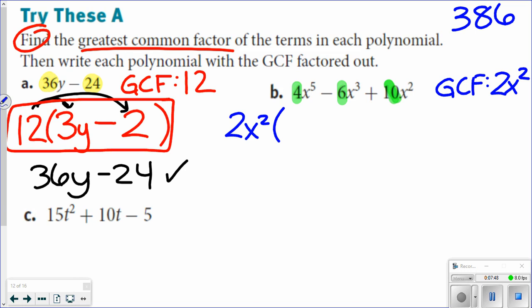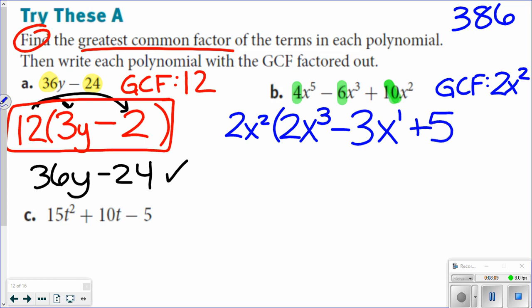4 divided by 2 is 2. Subtract 5 minus 2 is 3. 6 divided by 2 is 3. Subtract 3 minus 2 is 1. 10 divided by 2 is 5. And if I have x squared and I'm pulling out x squared, those cancel out and it's gone. So I'm left with no x's. So we need to end our parentheses.